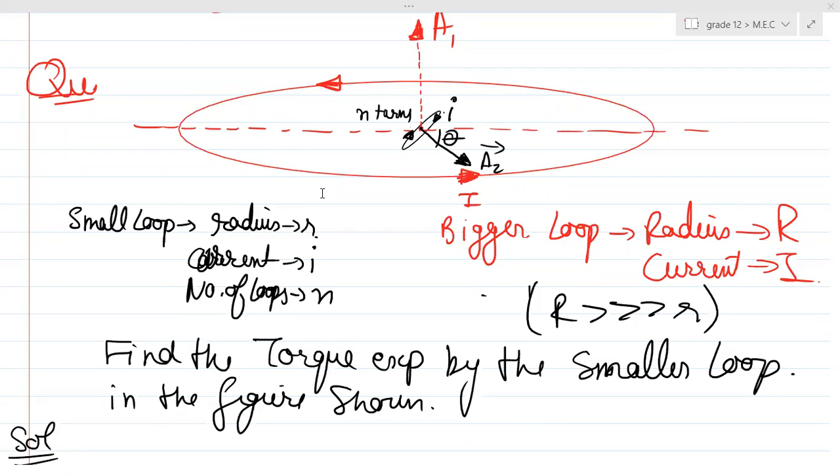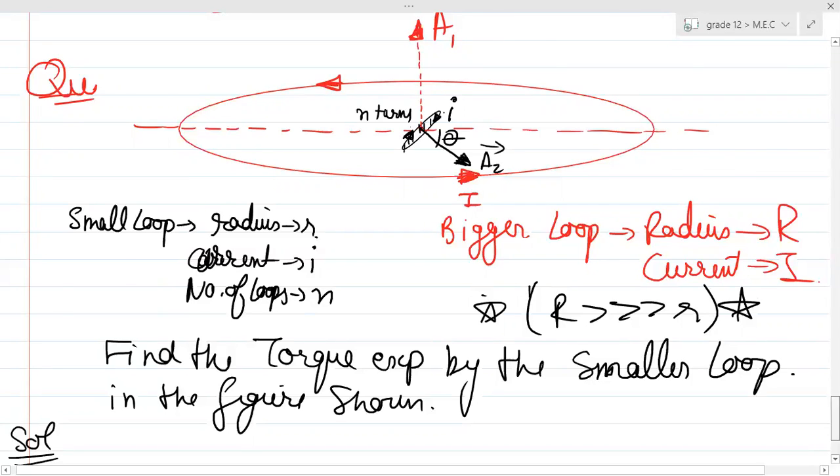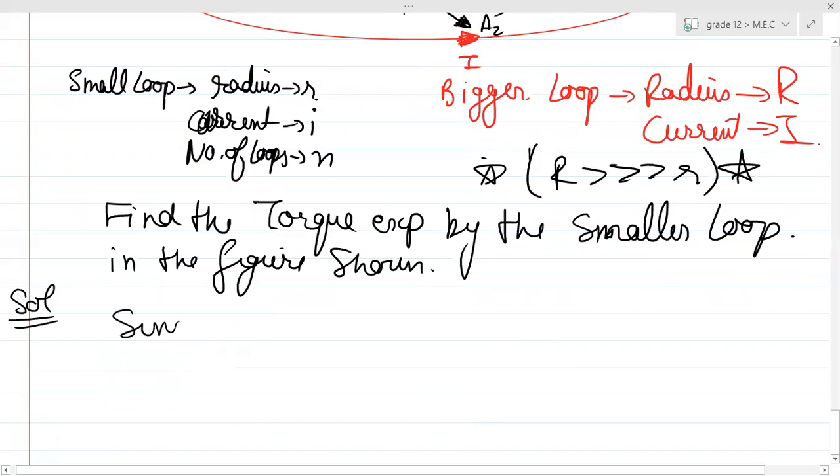So done. How is it, guys? How will you do it? See, basically, they have given this condition. What is the importance of this condition? You will consider this smaller loop to be way smaller as compared to what? The bigger loop. So basically, at every point on the smaller loop, I'll write this thing.